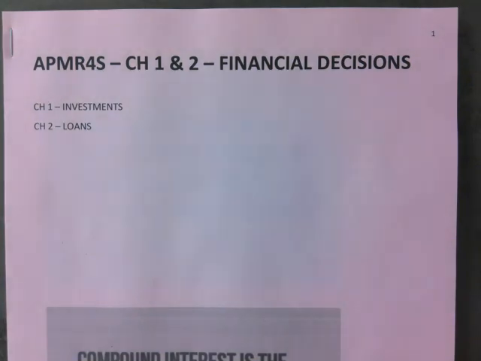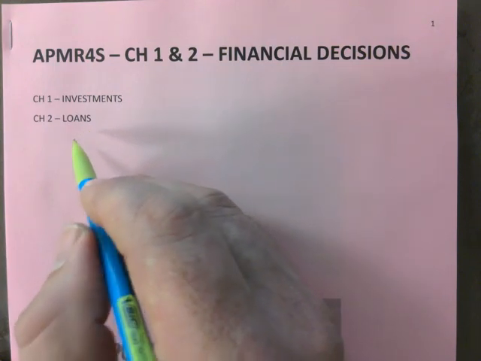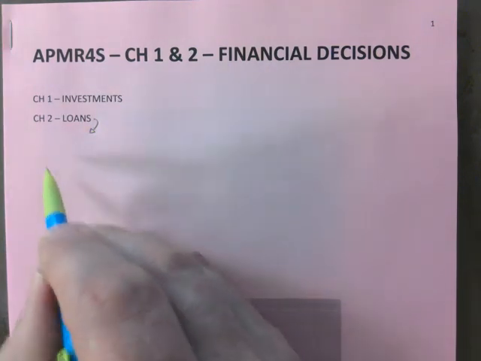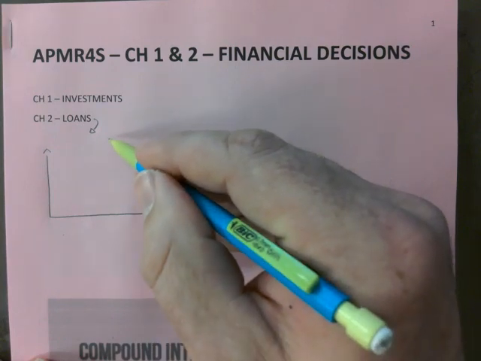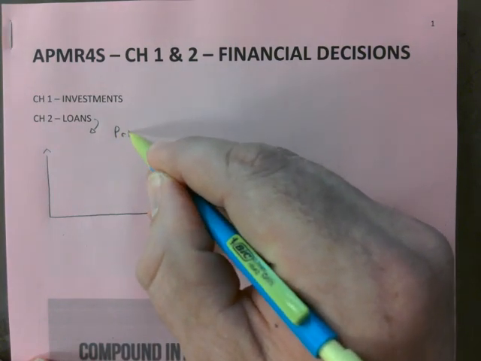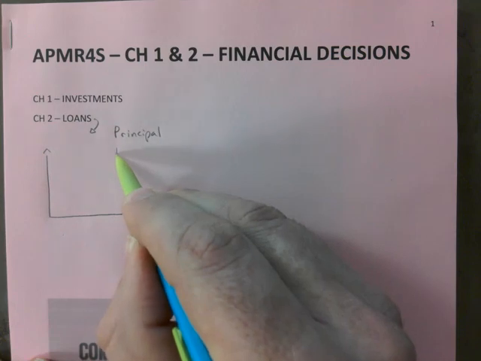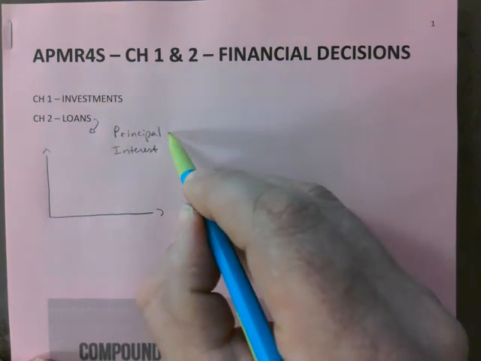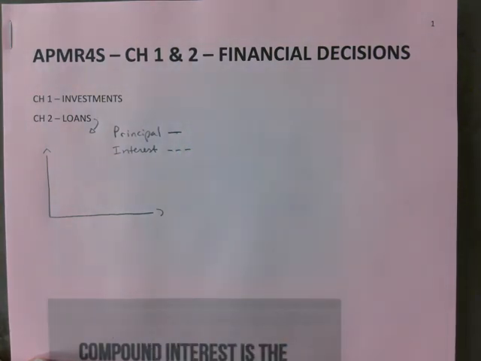Right? So here it is, guys. When you're getting a loan, this is particularly for loans. If I were to graph the amount of principal paid off versus the interest being paid every month. And principal, let's give that a solid line. Interest, let's give it a dashed line.